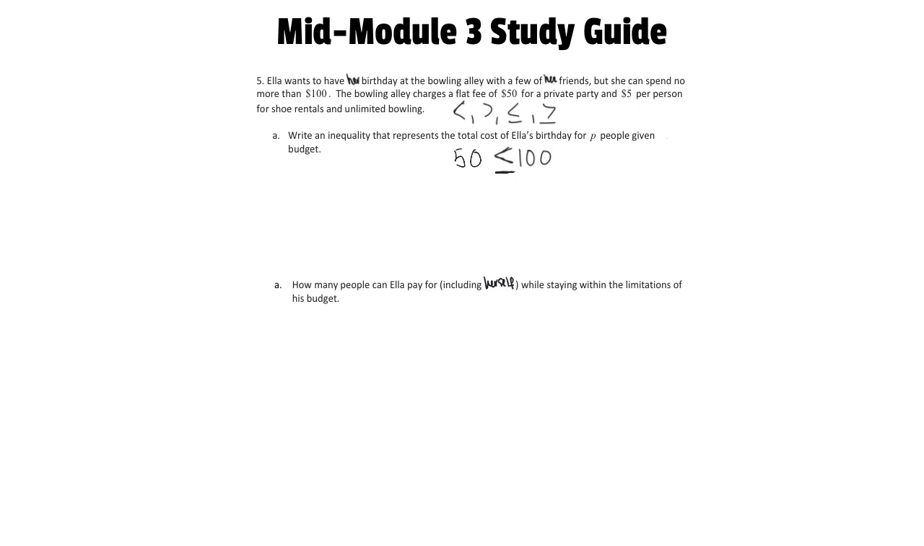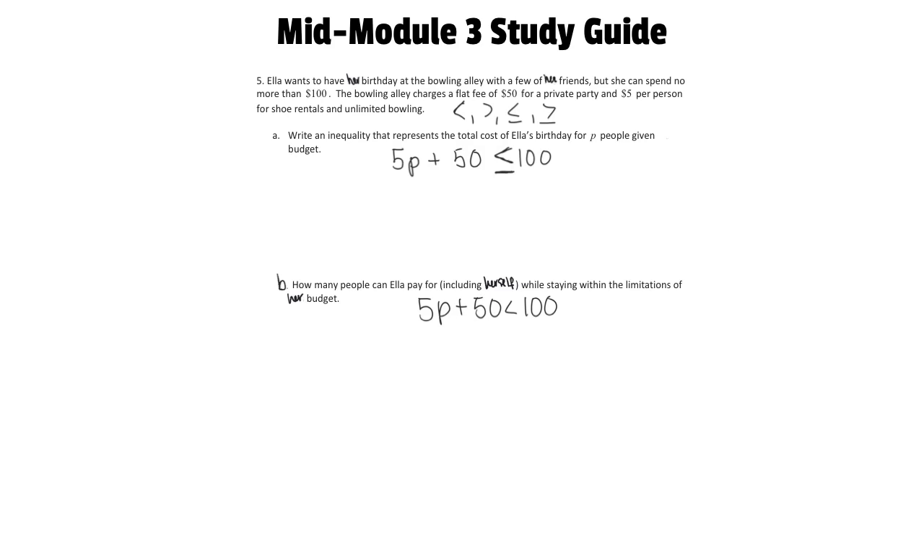We're going to let P represent the amount of people she invites. So now we have 5P. B. How many people can Ella pay for, including herself, while staying within the limitations of her budget? So we know that the equation we're going to use is 5P plus 50 is less than or equal to 100. Now we are going to solve for P.